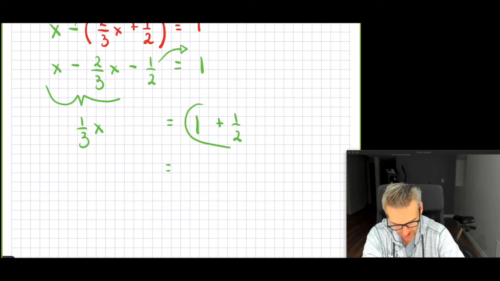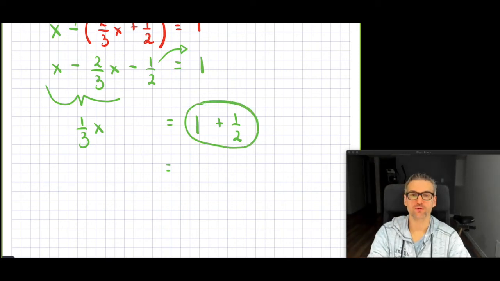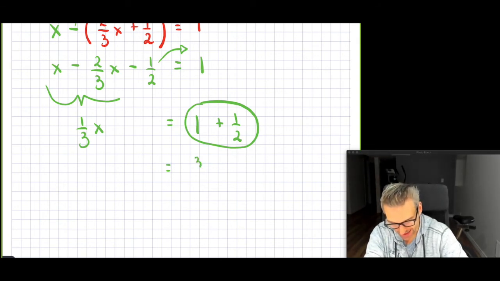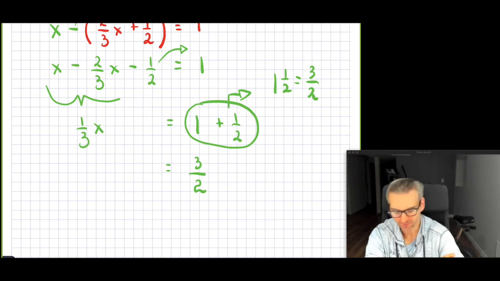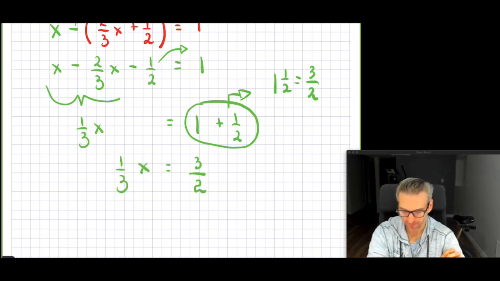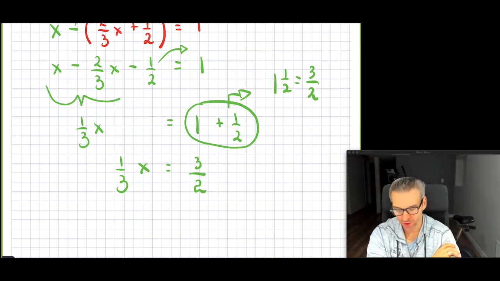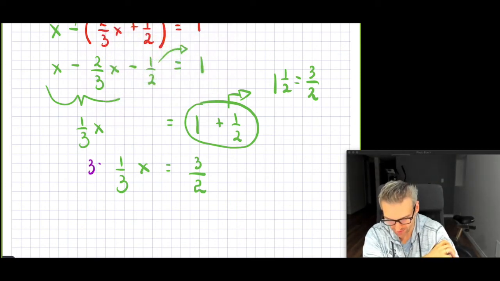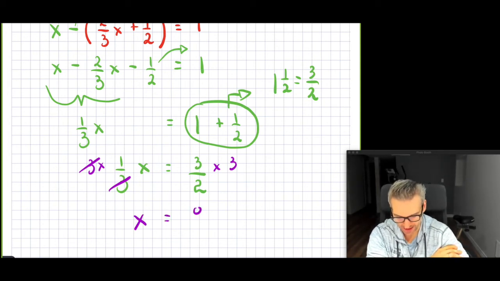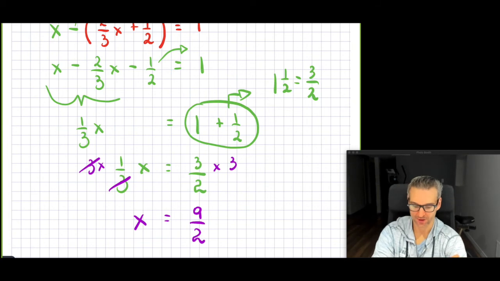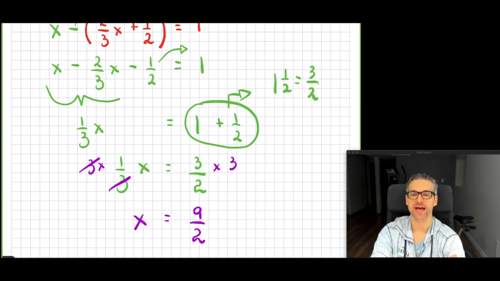And now this right here, 1 plus 1 over 2, is really just 1 and 1/2, which as a fraction is 3 over 2. So this is what we have. I have the 3, so now I can multiply both sides by 3. If I multiply this side and this side, this is going to cancel that off. I'm only going to have x left here, and on the right-hand side, I have 9 over 2. Okay, and now I have isolated for x.